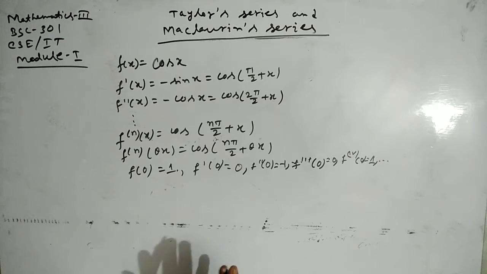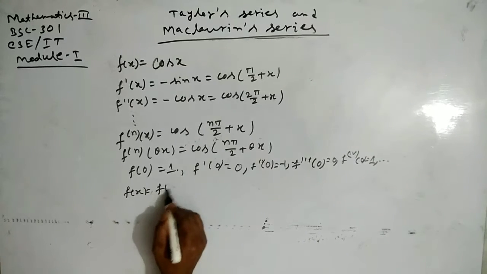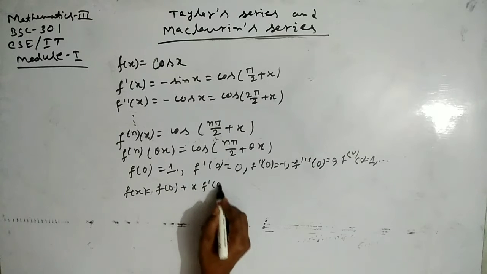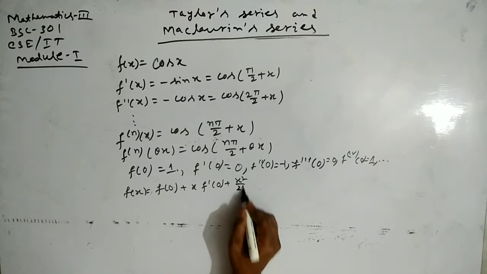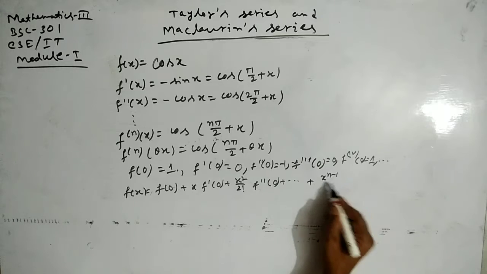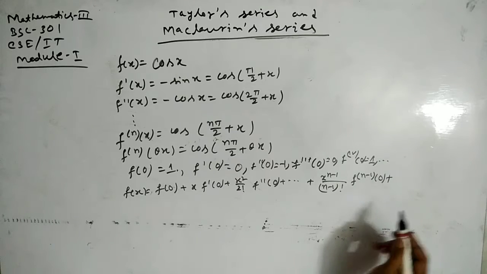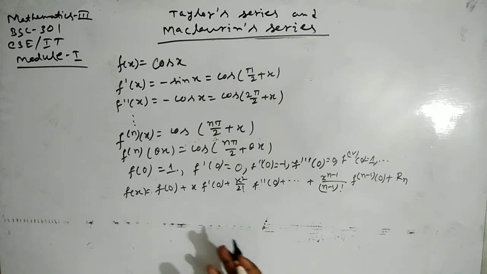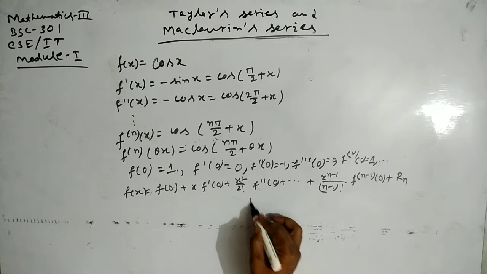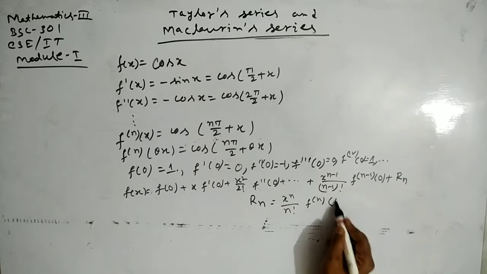Okay, now we know that Maclaurin series is of the form f x equal to f 0 plus x f dash 0 plus x square by 2 factorial f double dash 0 plus ... x to the power n minus 1 by n minus 1 factorial f n minus 1 0 plus Rn, and here we are writing this Maclaurin series with Lagrange's form of remainder. So we know that Lagrange's form of remainder after nth term is x to the power n by n factorial f n theta x.